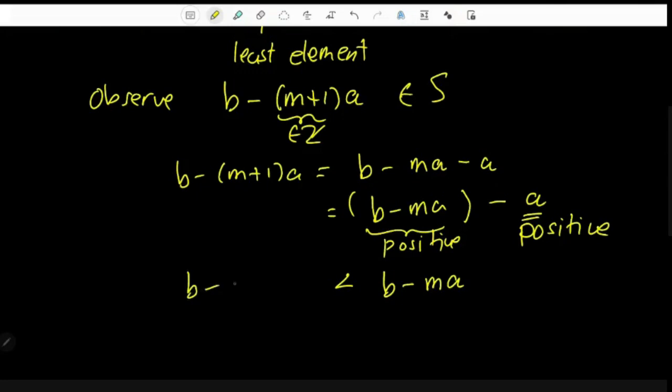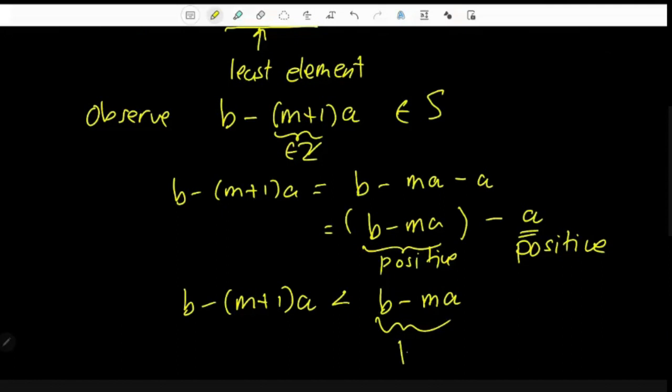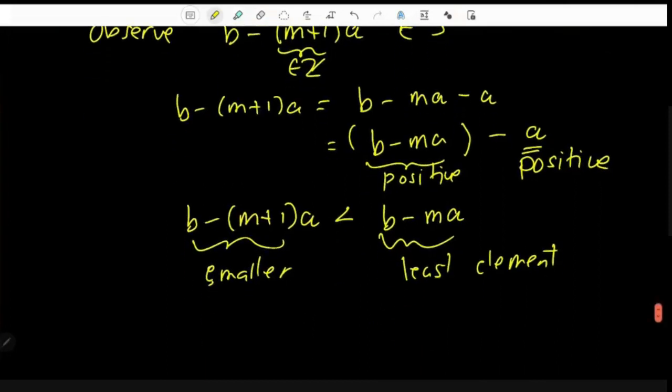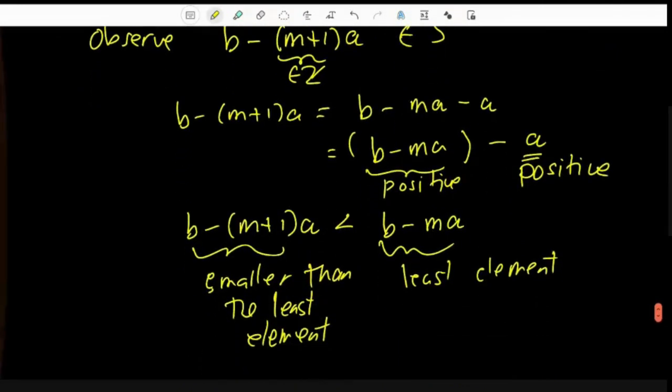Okay. So, looking at this, we now find a contradiction. Bakit? Sabi natin, ang B minus MA ay least element. Now, how can it be the least element if this is even smaller? It is smaller than the least element. So that's a contradiction. Kasi kung least element ka, there should be nothing smaller than you, di ba? Pinakamaliit ka na dapat. Kasi ikaw nga yung least element eh. Pero nakakita tayo ng member of the same set, nasa S din yan, di ba? Pareho silang nasa S, na mas maliit pa sa kanya.